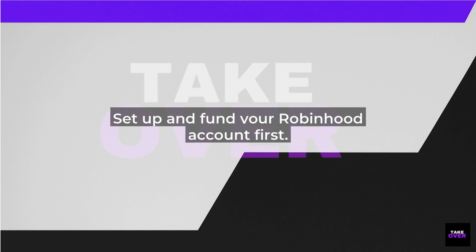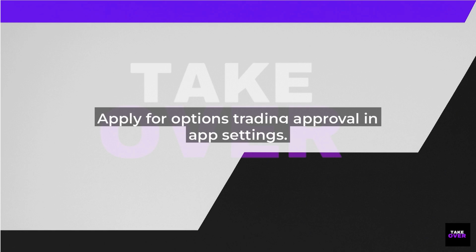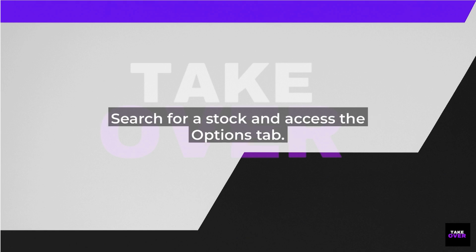Before we jump in, ensure you have a Robinhood account set up. If not, download the app, sign up, and fund your account with some cash. Now, trading options isn't available right away, you'll need to get approved. Go to your account settings, find the Options Trading section, and apply. Robinhood will review your experience and portfolio, so be honest about your investing knowledge. Once approved, let's walk through the steps.